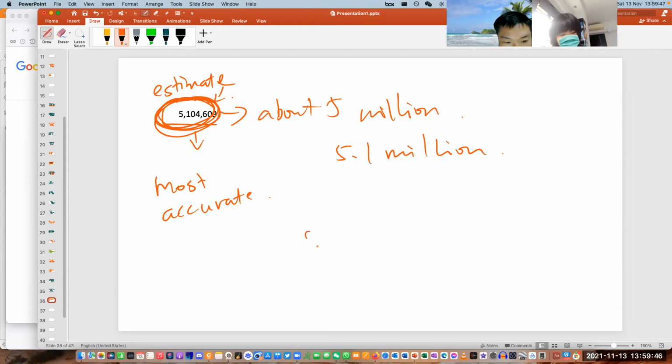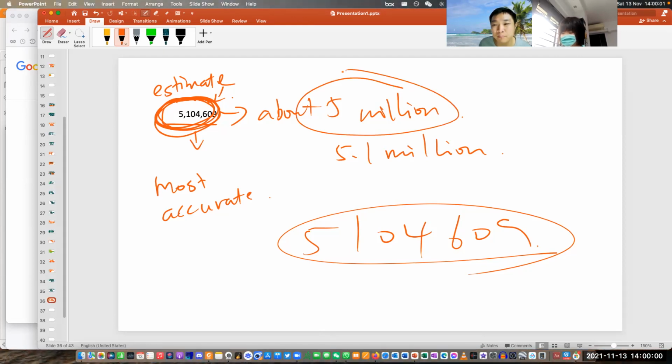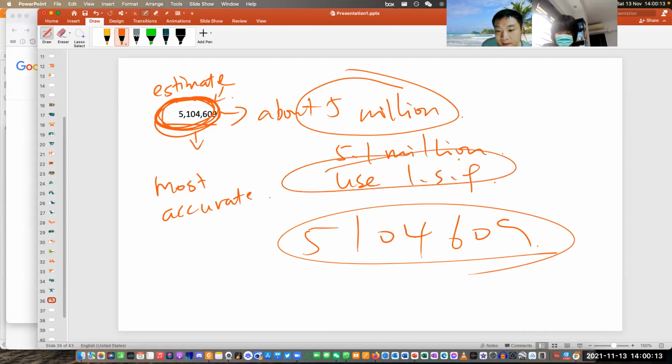When you look at this estimate, 5104609, wow, it's so hard to remember. So for the sake of convenience, let's have a good number. Like I say, 5 million is a good number to remember, right? That's why you want to estimate. That's why I want to use one significant figure to estimate, so I can ignore the rest.